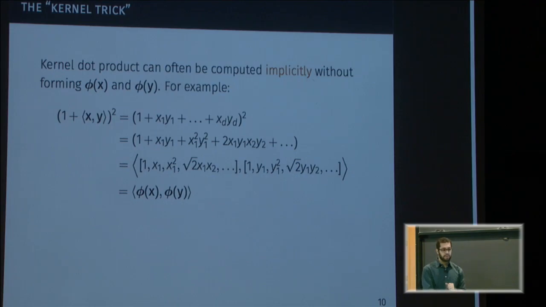Well, phi in this case is what? So phi is the function that maps your original feature vector to the higher dimensional space. So just the pairs, yeah, exactly. Yeah, all the quadratic pairs.